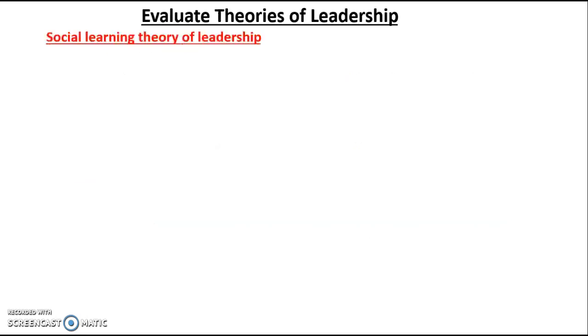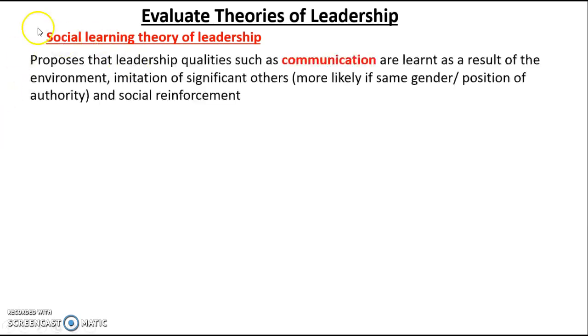Okay, so theory 2 then, the social learning theory of leadership. Again, when you're talking about this, you're saying learn, so you say where they learn it from, who they learn it off, and how it becomes permanent. So this theory proposes that leadership qualities such as communication are learned from the environment, by imitation of significant others, most likely if it's the same gender or a position of authority, really important evaluation points there, and they become permanent if those leadership qualities are socially reinforced.